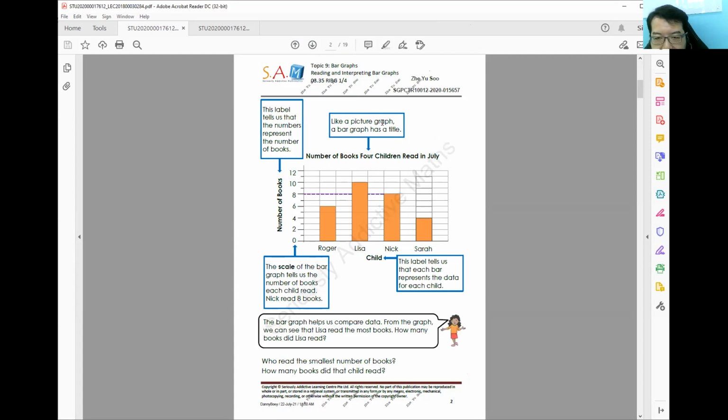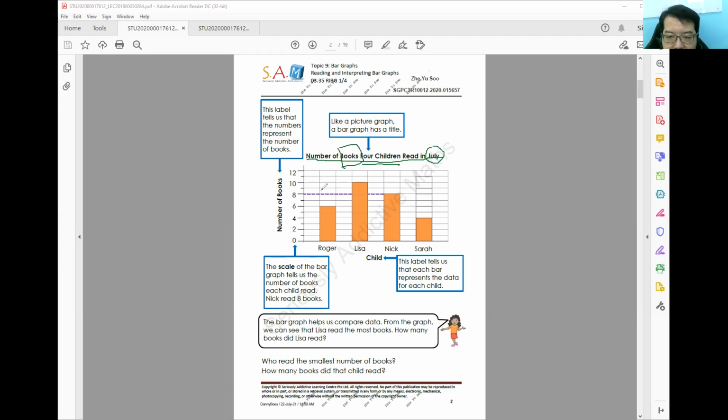All right, so let's take a look at what the bar graph is about, what this information means. Like a picture graph, a bar graph has a title. This is the title, right? And the title is number of books 4 children read in July. Why is the title named this way? It is named this way because this is what this bar graph is showing. The number of books 4 children, Roger, Lisa, Nick, and Sarah, read in the month of July, just July, and just these 4 children, and just books.